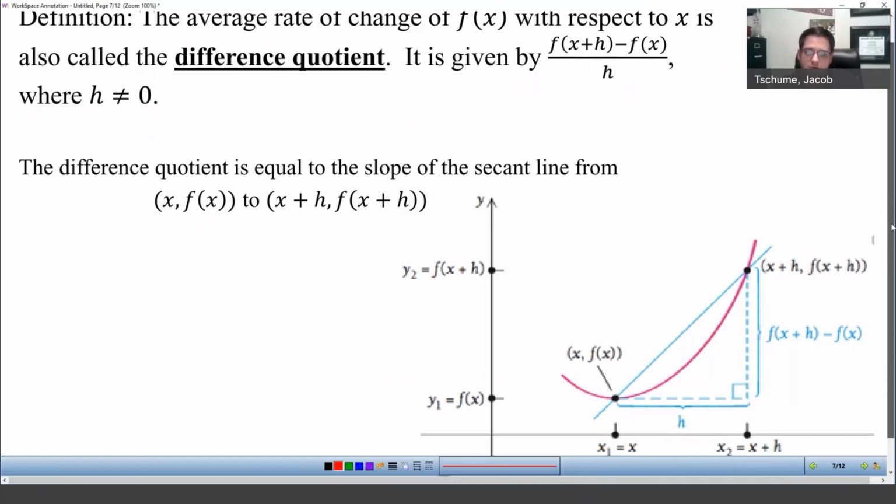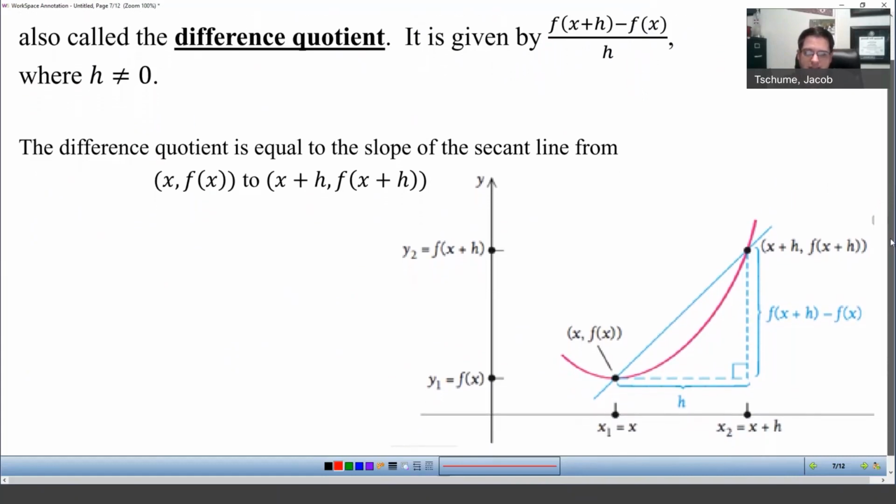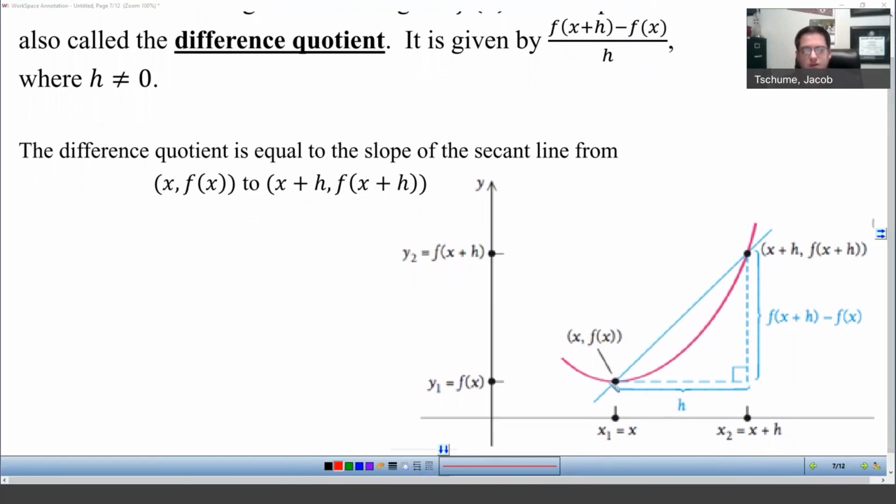Now you'll notice down here at the bottom, we're not actually doing anything differently here. You're still going to have the 2 points on the graph, and you're trying to calculate the slope between them. The only thing we do different here is we label the points a little bit differently. So we call the first point x, f of x, and we find the second point to be x plus h, f of x plus h.